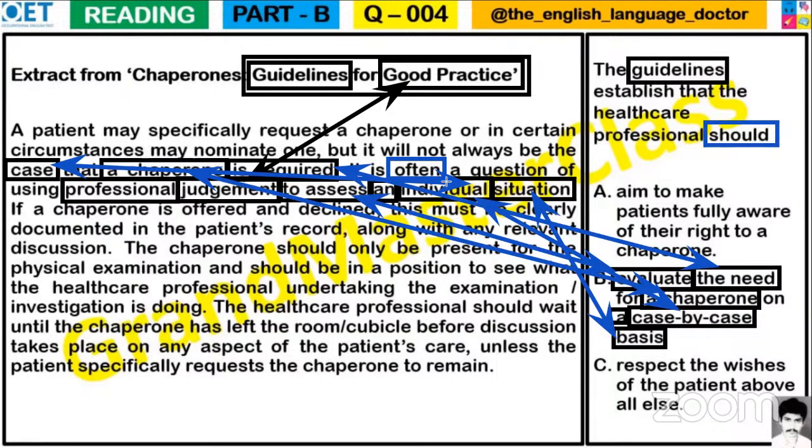Is a chaperone required or not? Then this is not always the case. Will not always be the case. It means sometimes you will give, sometimes it's not necessary, so don't give. It is your professional judgment. You have to assess in that particular situation whether a chaperone is offered and declined or not. Is it required or not? If it is required, you give. If it is not required, you decline. Case by case basis. Individual situation, individual case.